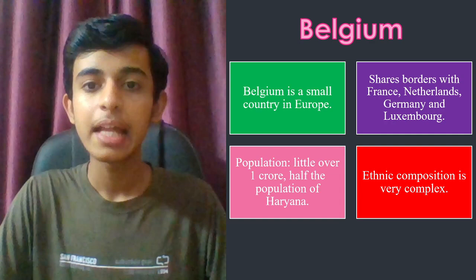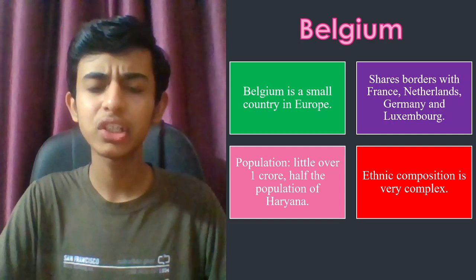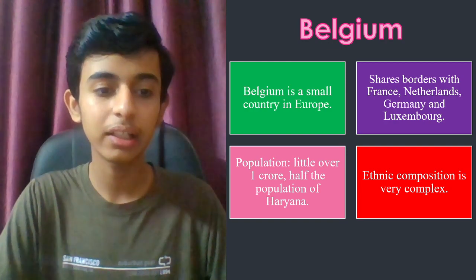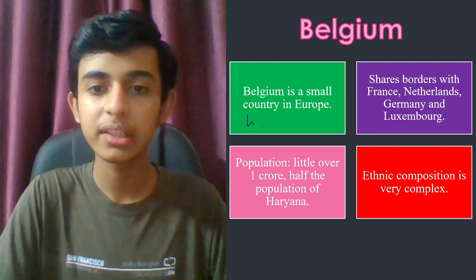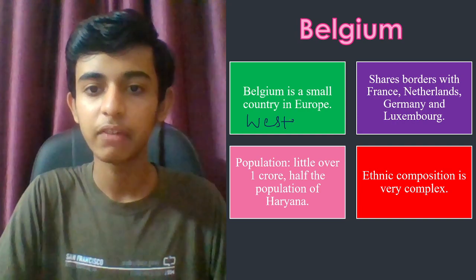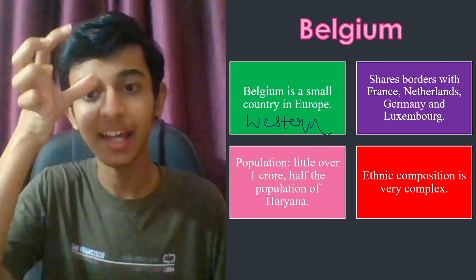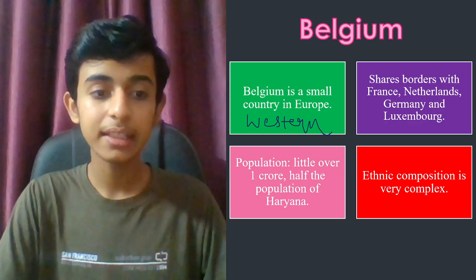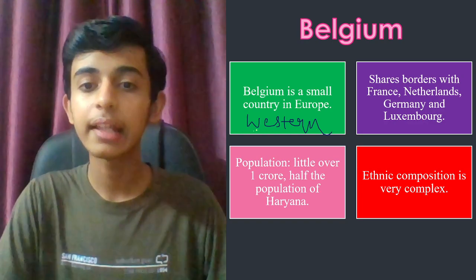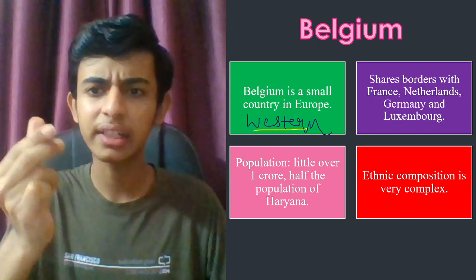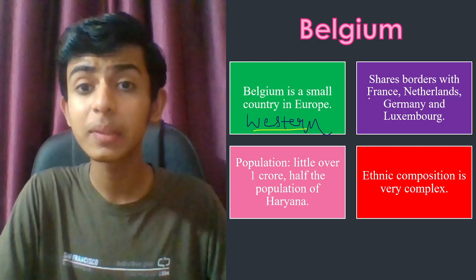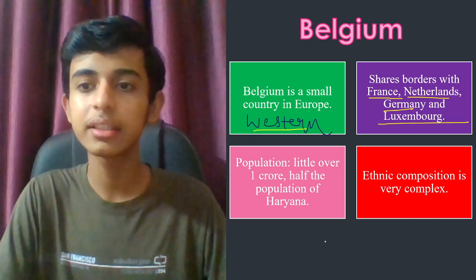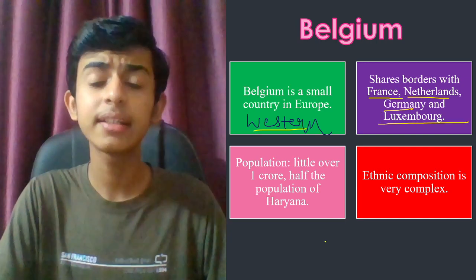Let's see. Now first, coming to Belgium. Belgium is a small country in Europe. If I talk about the specific location, it is located in Western Europe. If you have seen the map of Europe, I couldn't attach it today, but next time I will. Belgium is a very small country. It shares borders with France, Netherlands, Germany and Luxembourg. These are the four countries with which Belgium shares its border.